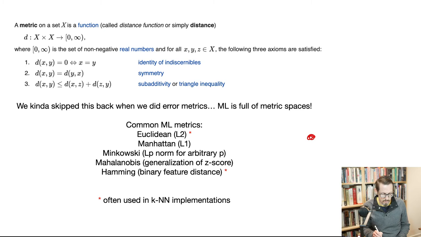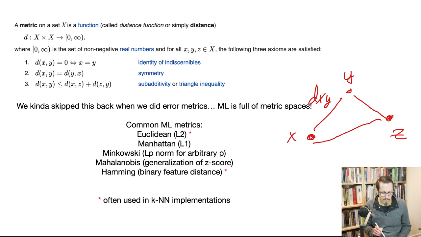So x, y, z. This distance has to be less than or equal to those two distances added together, all right? And that's the triangle inequality. And like I said, Pythagoras's version of that is what we meet in the Euclidean space. All right. So any kind of function that has these qualities can be used as a metric.